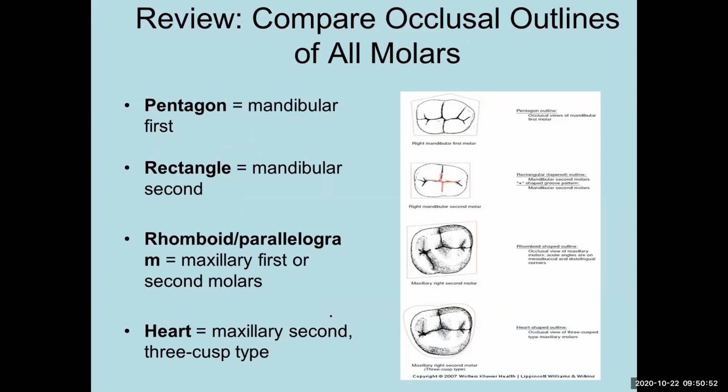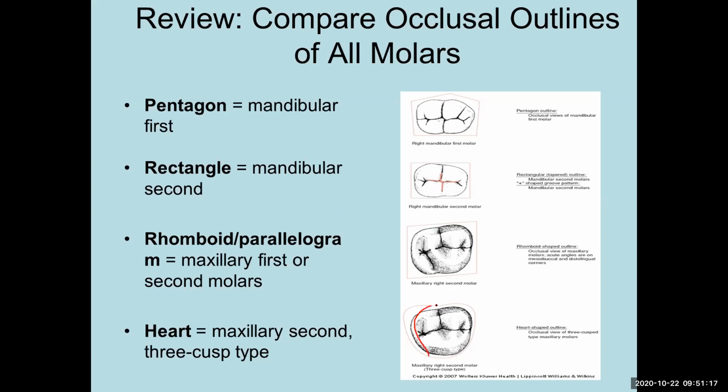Pentagon, 5 sides, is a mandibular first molar. Rectangular is a mandibular second molar. Rhomboid or parallelogram is the maxillary first or second molar. And heart shape is the maxillary second three-cusp type, or a maxillary third molar.